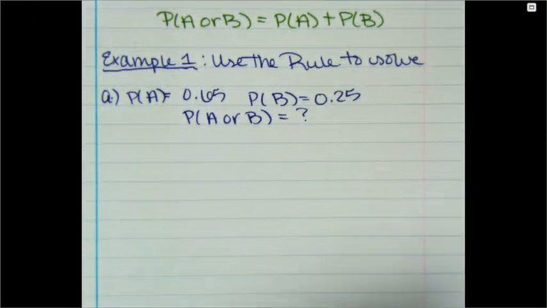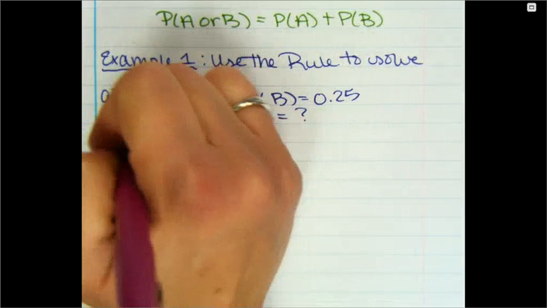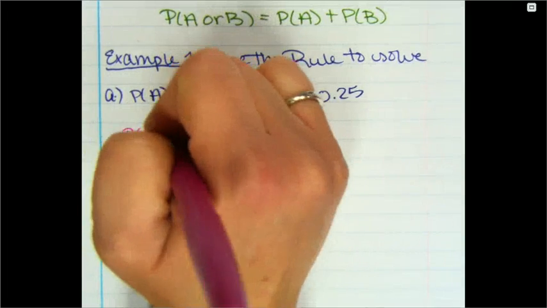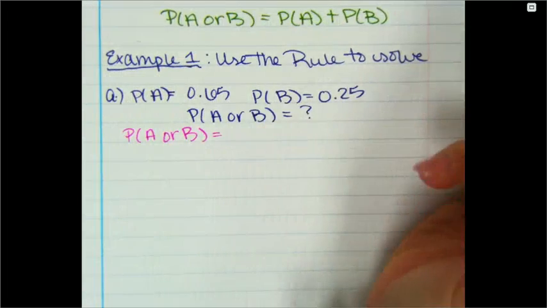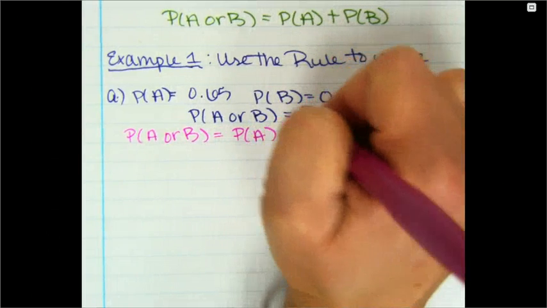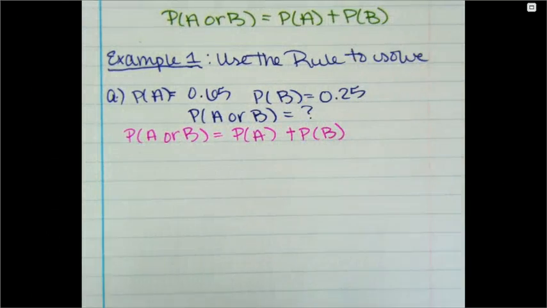Alright, so what does the rule say? It says the probability of A or B equals the probability of A plus the probability of B. Should you write the formula? Oh yeah, you should.